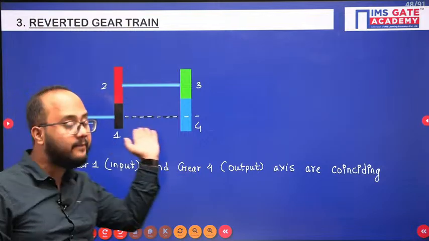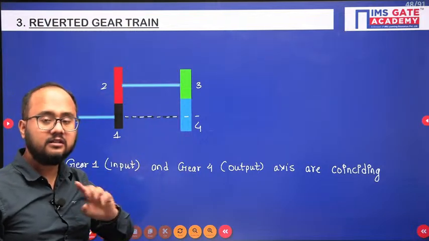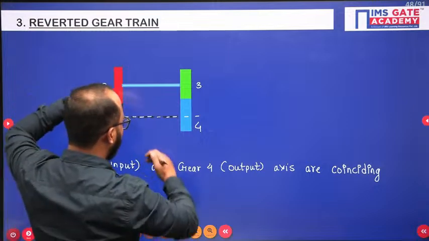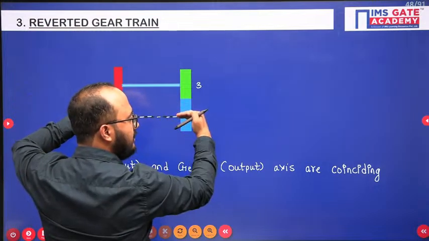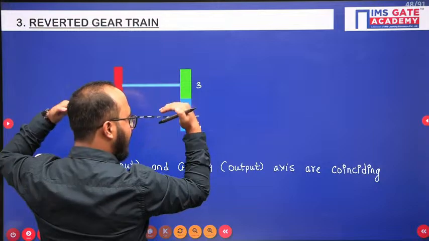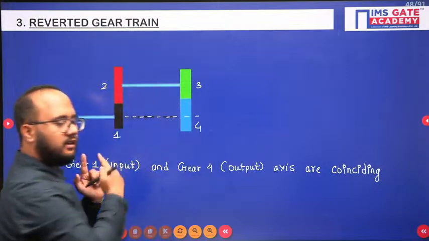It is not the same axis. Understand? It is not the same, but the axis is coinciding. Gear 1 and gear 4 are two different gears. They don't have any direct contact, but the axis is coinciding. That is the reverted gear train.